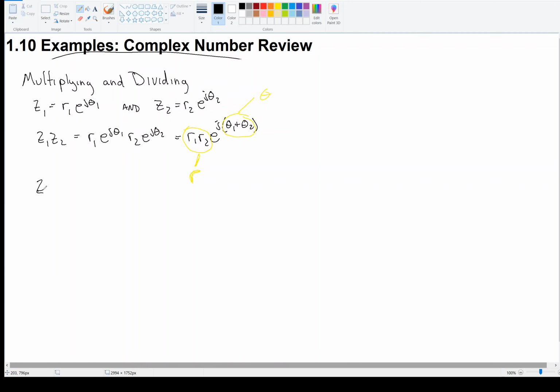And z1 over z2, similarly, would be r1 over r2, e to the j (theta 1 minus theta 2). You see? And so the magnitudes divide and the angles subtract. Well, that's pretty easy. Let's look at an example.